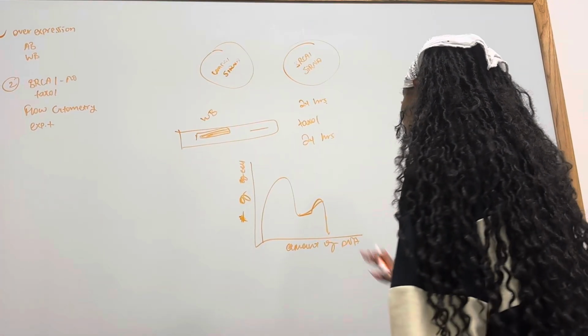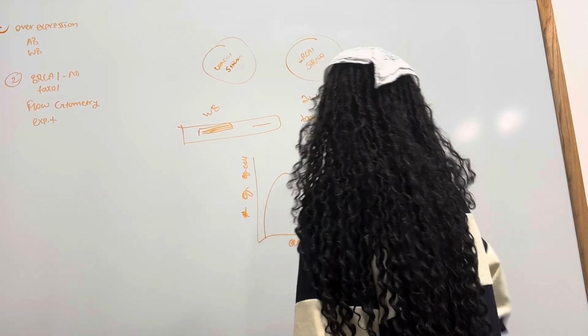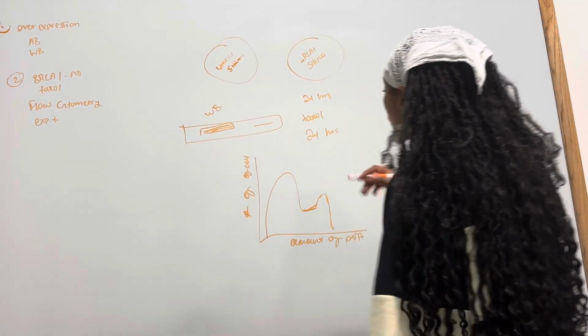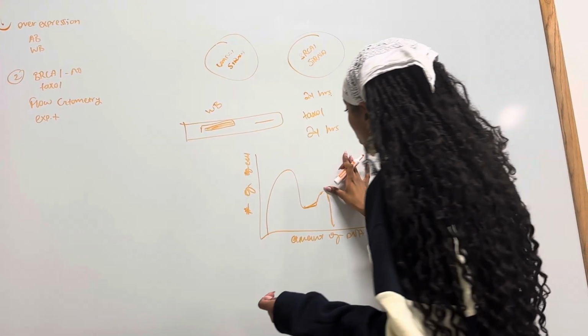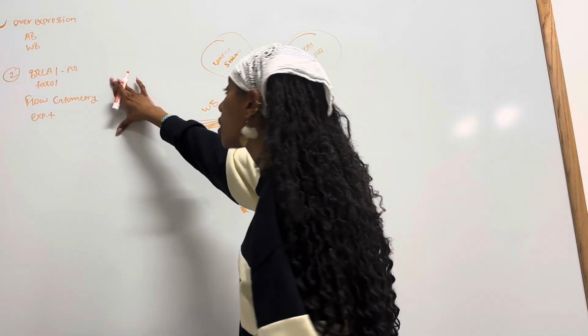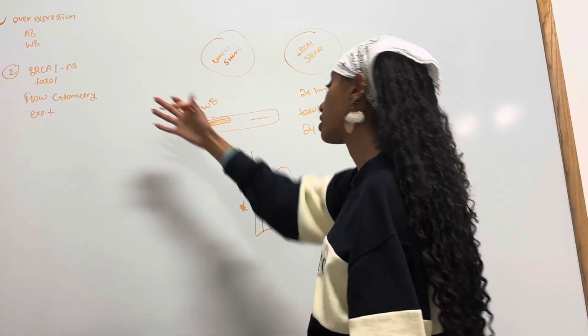Why is it that we expect the normal flow cytometry? Because if there's a reduction of BRCA1, meaning that there's no BRCA1 in the cell, or there's only a small amount, it means that Taxol cannot work properly. The cell basically has a resistance against Taxol.